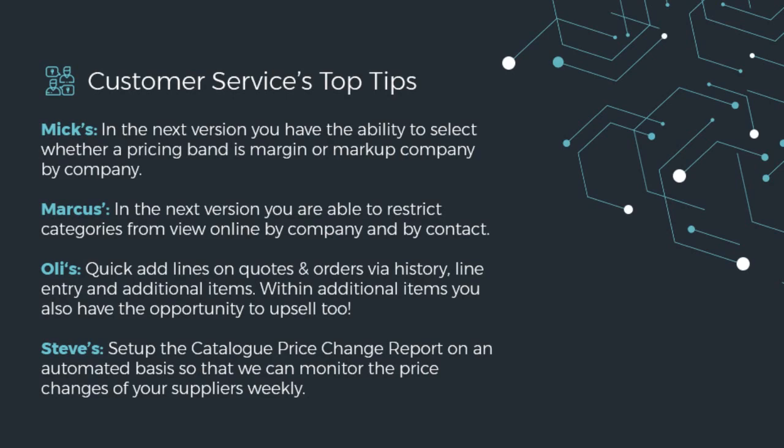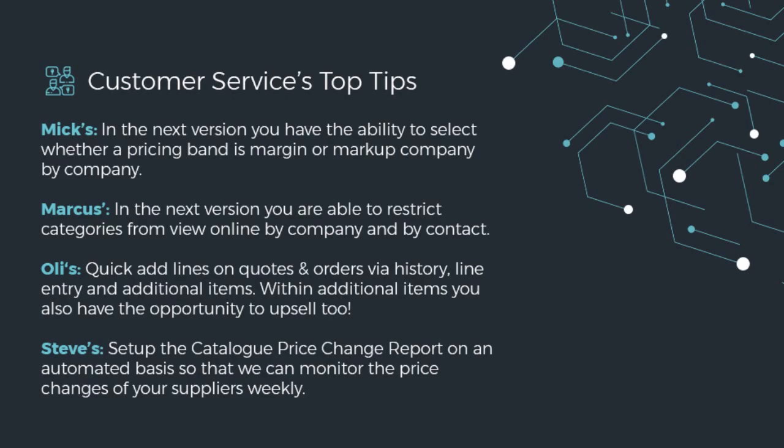Another one for the next release, which is Marcus's tip. You're able to restrict categories from view online by company and contact. So you can set specific companies to see specific categories, and then basically within the specific companies limit certain contacts to viewing certain categories as well, if their field of interest is specifically say furniture or it's stationery or it's paper, whatever it might be.